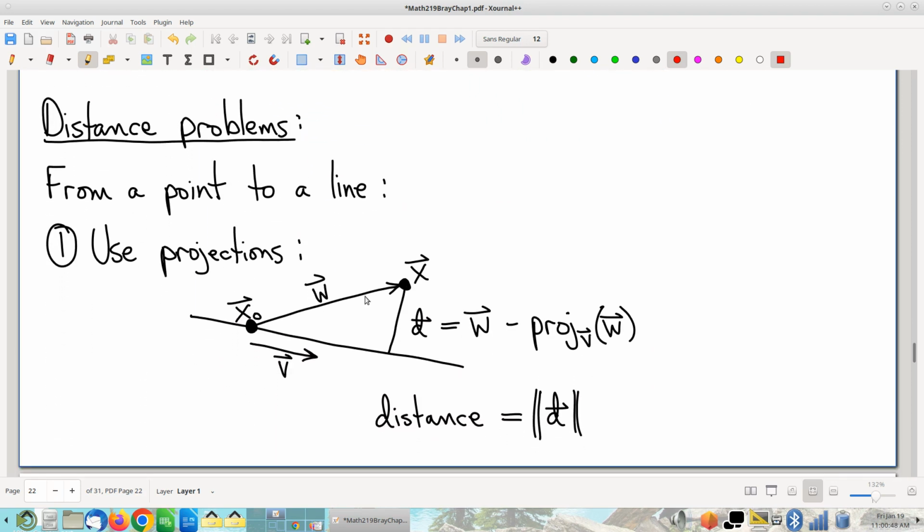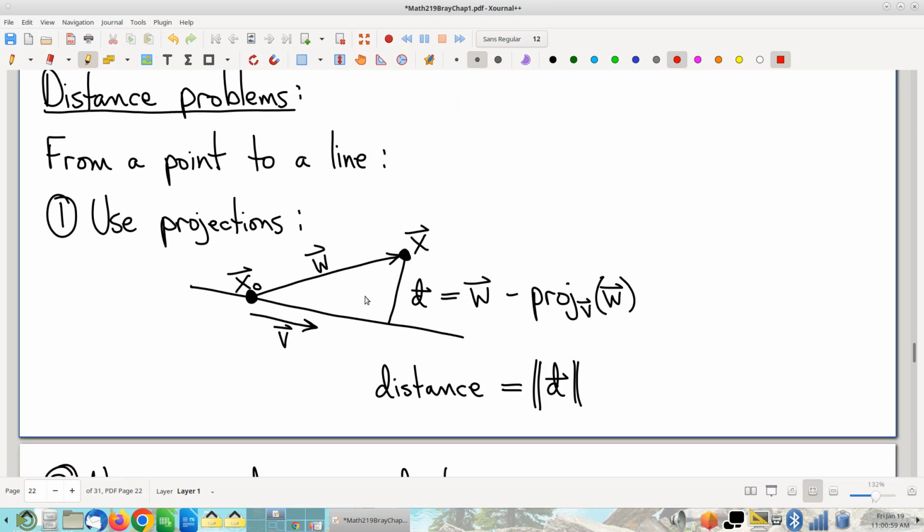Okay. Distance problems. There's various versions of computing distance. We'll start off with how to compute the distance from a point to a line. So if I have a point given, and if I have a line given, how would I compute this distance here? There's actually a couple different ways that you can do this.